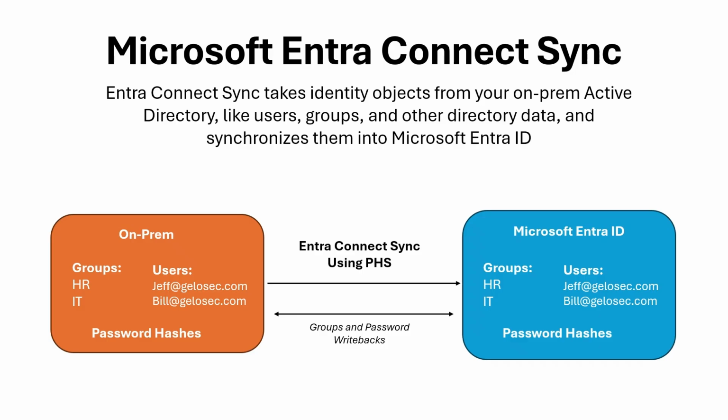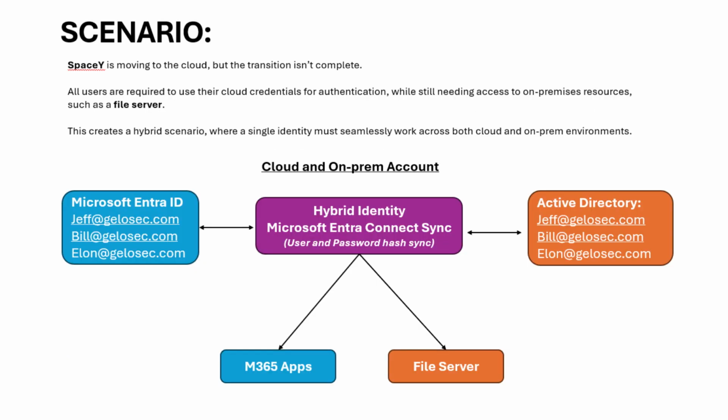So if you zoom out, hybrid identity is not just a feature, it's a design decision. You're choosing to unify identity across two worlds, and if you get the fundamentals wrong, especially things like UPN alignment, you don't get hybrid identity. You get hybrid problems.